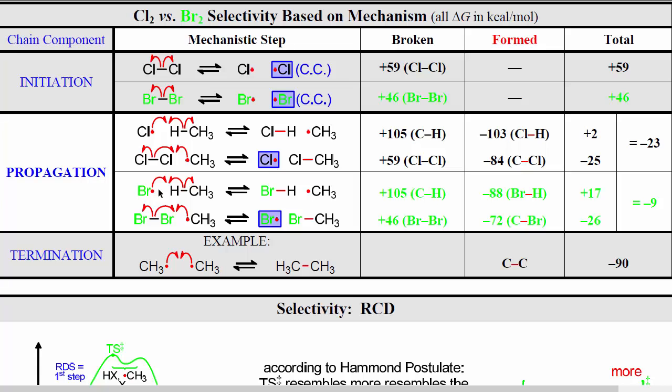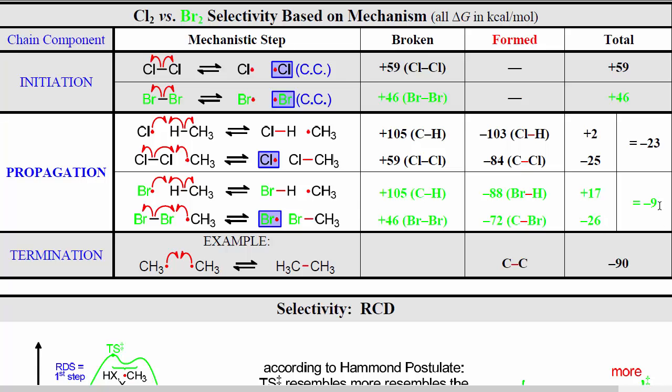However, when you are looking at the bromine process, the strength of the bond involved, the carbon-hydrogen bond, isn't any different. It's still 105, but you get out a whole lot less energy. The bromine-hydrogen bond isn't anywhere near as strong. So that costs you 17 kcals per mole. Meanwhile, when you are breaking the bromine-bromine bond, that's now easier. It's 46 instead of 59, but again, the energy you get out on the far side isn't as good. So this only gets you back 26 kcals per mole, and it costs you 17 in the first place.